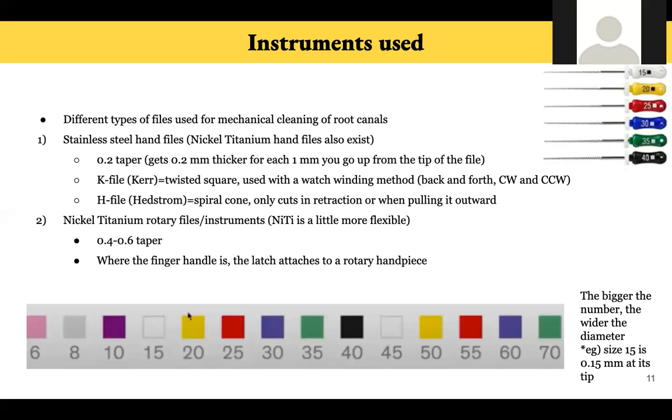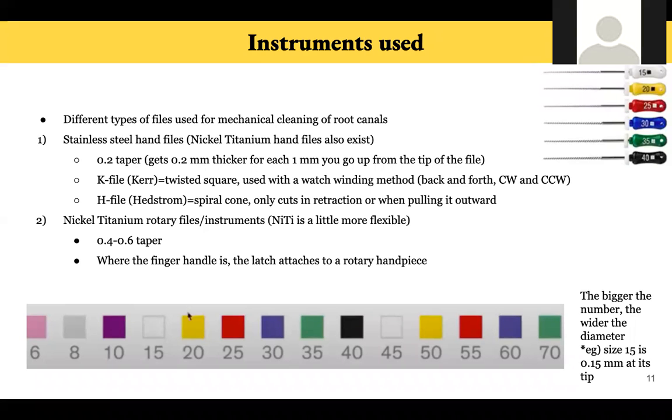And then with the H file, the shape of them is a spiral cone shape. And the specific point that is important to remember about these H files is that they only cut in retraction. So they only do the shaping of the root canal as they're pulled out of the root canal. And then the second type that we wanted to talk about here was the nickel titanium rotary files.